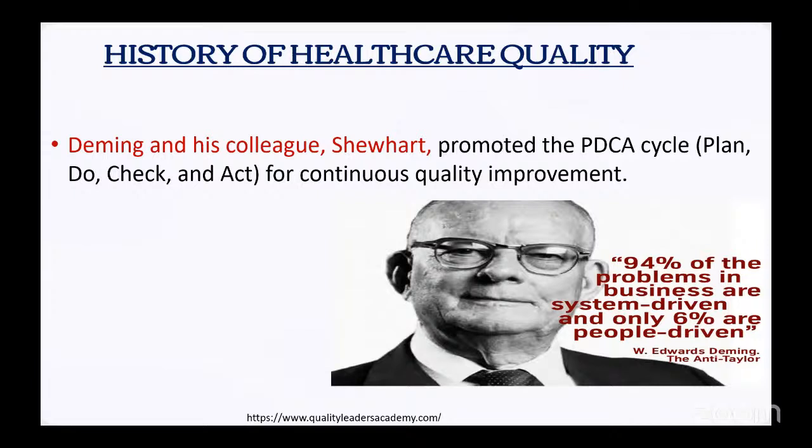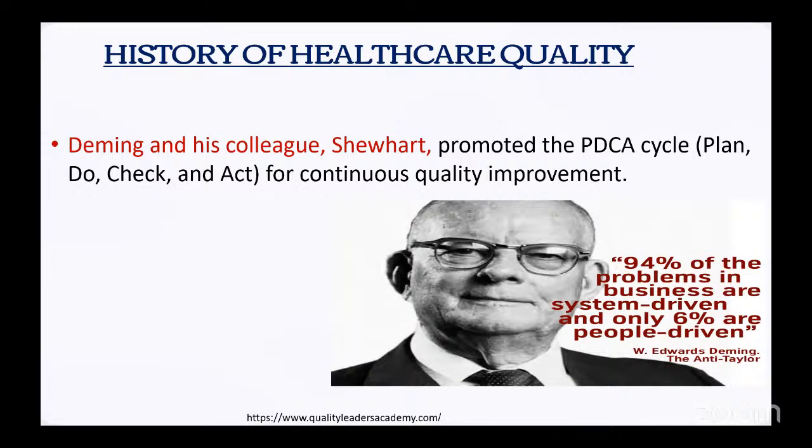You might know what PDCA is. P stands for plan, D for do, C for check, A for act. In plan, you identify a problem, develop a hypothesis, and plan your interventions based on data and evidence. In the next step, do, you implement your plan on a small scale, because this is important. You don't implement it throughout the system on the first day. You test your change in a small unit, okay?